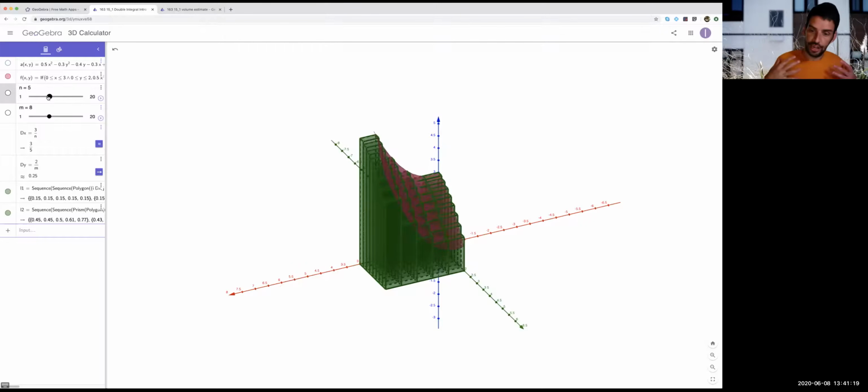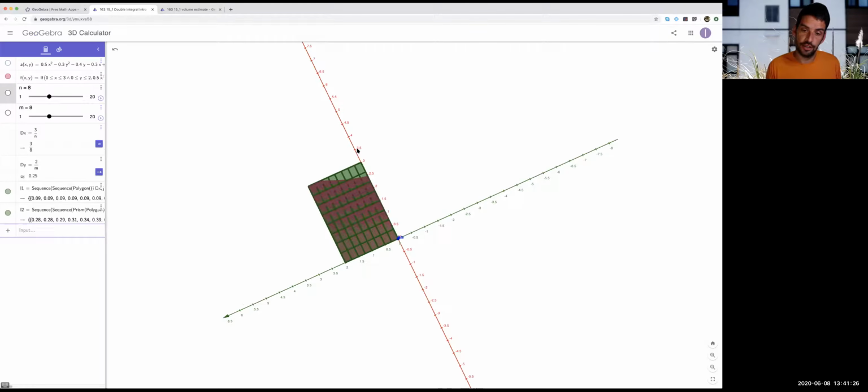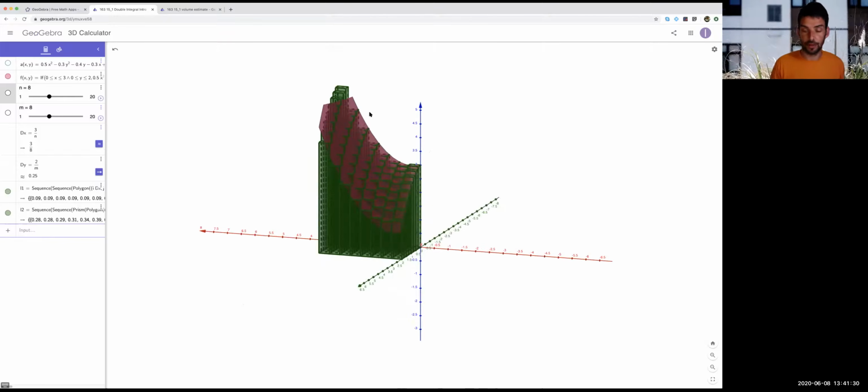Rectangular solids, very analogous to what happened in Calc 1. And so you're still having the idea of approximating volumes. So that's our big picture.